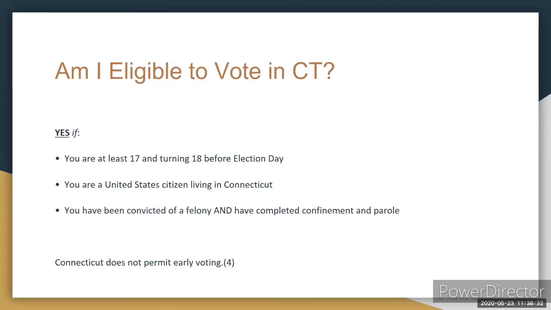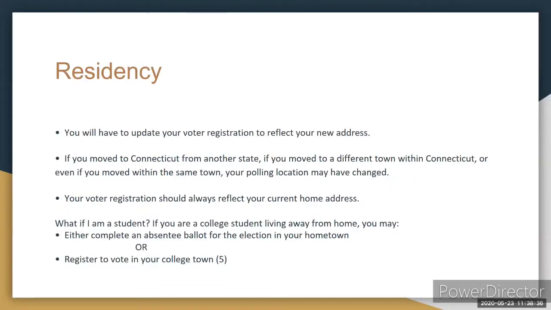And Connecticut doesn't permit early voting at this time. Regarding residency, if you've moved recently, you have to update your voter registration to reflect your new address. If you move to Connecticut from another state, or to a different town within Connecticut, or even if you move within the same town, your polling location may have changed. So your registration should always reflect your current home address.